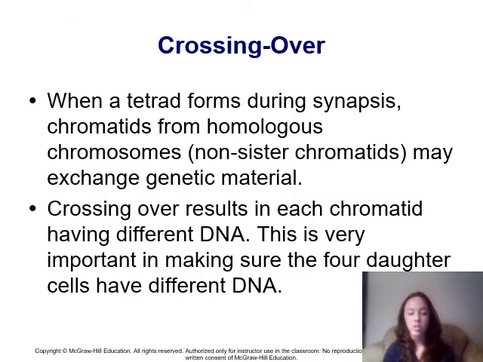So after a tetrad has formed, crossing over is going to occur, and this is when alleles from the same genes will be swapped between the homologous chromosomes. And this is very important, again, for making sure that the 4 sperm or eggs that meiosis is going to create are not genetically similar to one another.